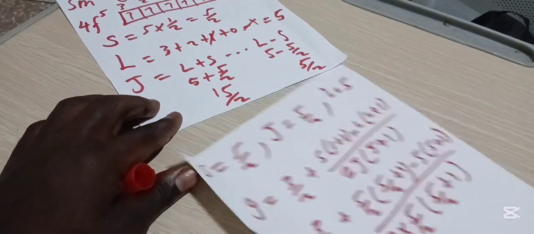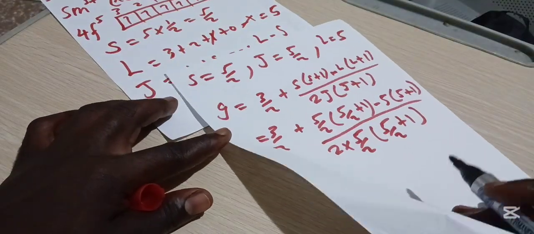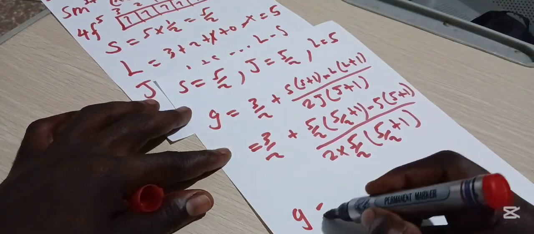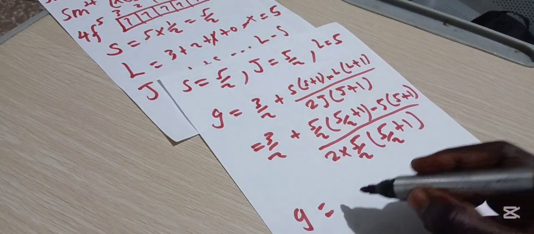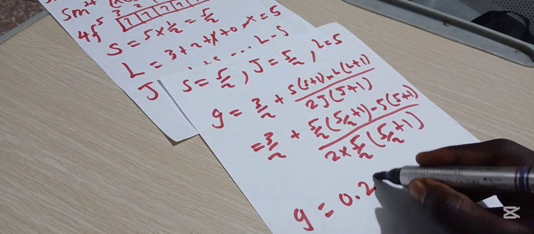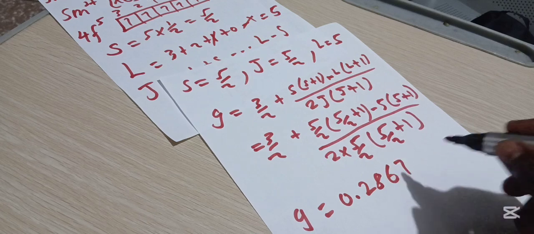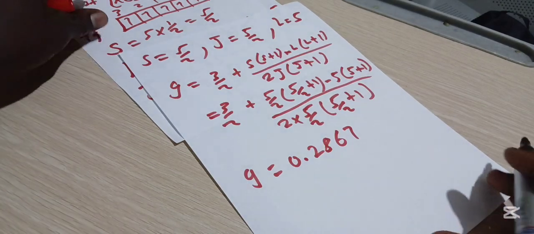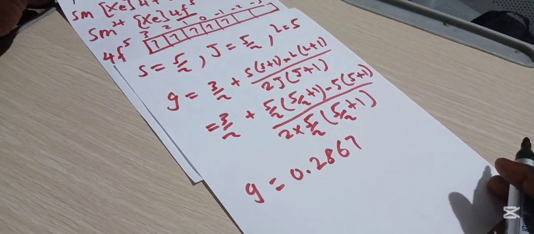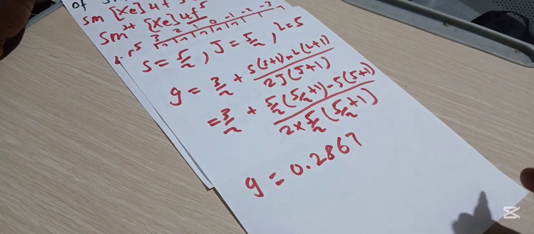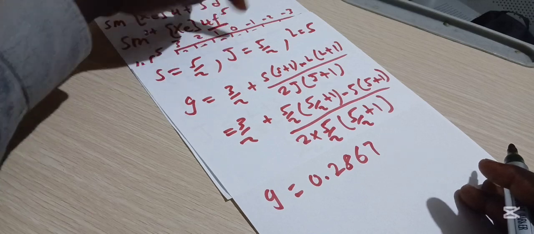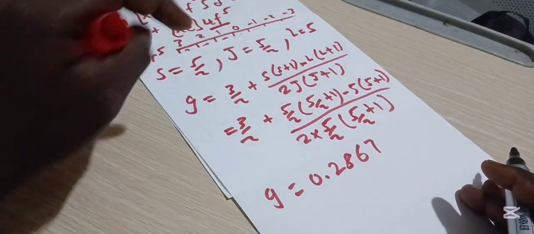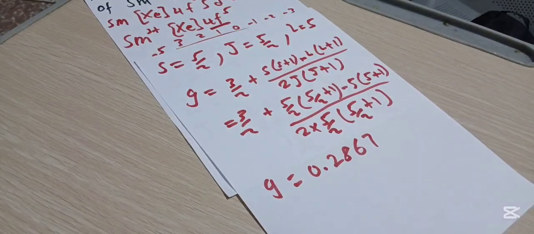So now if we punch this into the calculator, let me punch it into my calculator. We get g value to be 0.2867. Now we have our g value. We can go ahead and calculate the magnetic moment for samarium 3 plus. Our S is here, our J is here, our L is here, our g is here. So let's go ahead and calculate the samarium 3 plus magnetic moment.